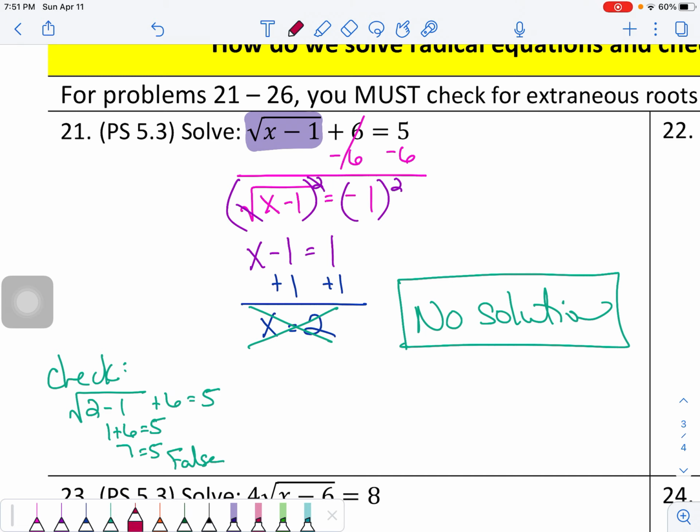And that's what we're going to do for all of these. We're going to find a solution, or solutions plural. We're going to check our work and see if it's okay.